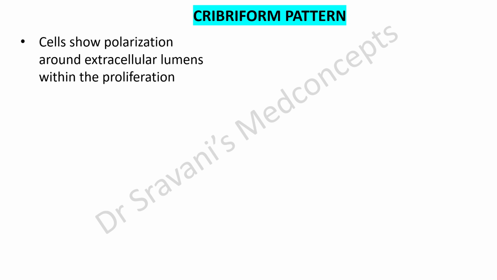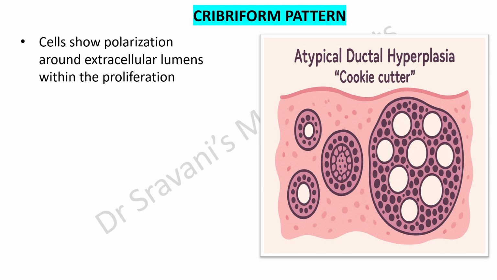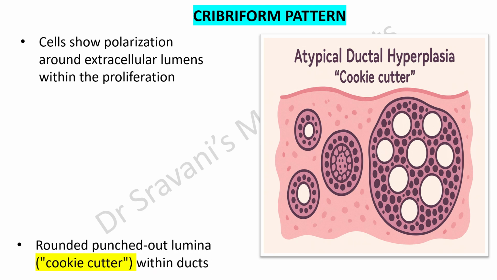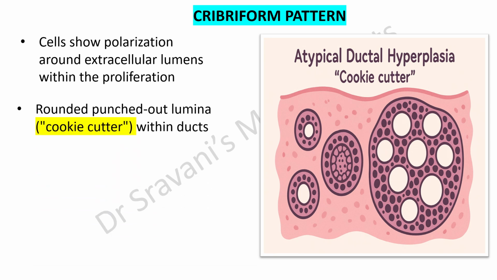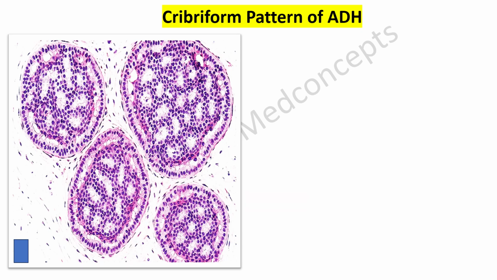Coming to the first pattern of ADH, that is Cribriform pattern. In this, the cells show polarization around extracellular lumens within the proliferation. So here you can see atypical ductal hyperplasia with cookie cutter appearance. So in this, there are rounded punched out lumina which gives cookie cutter appearance within the ducts. As we can see here, the dough is evenly flattened and circles are methodically spaced and cut into uniform sizes and shape with a cookie cutter, hence the name cookie cutter appearance.